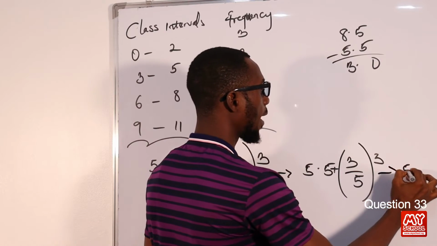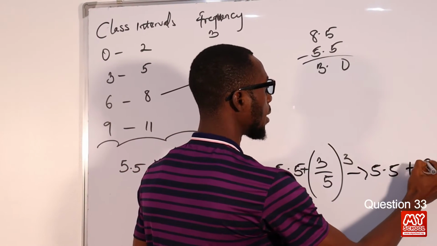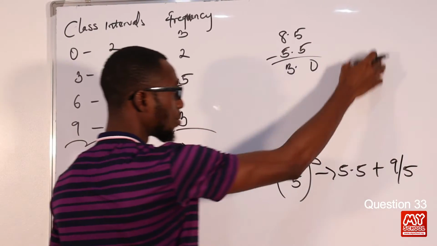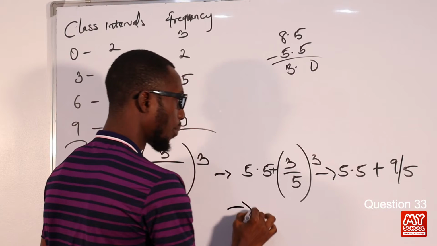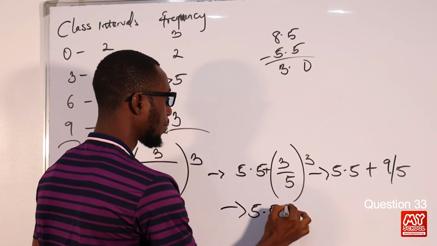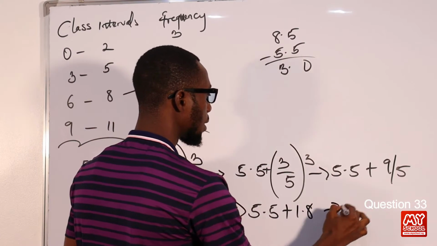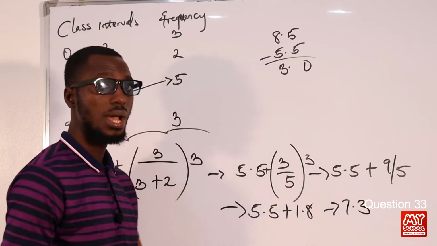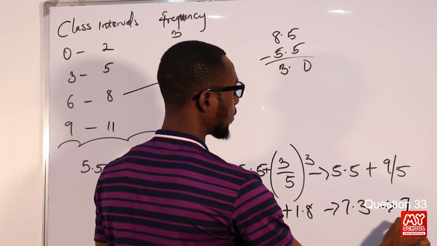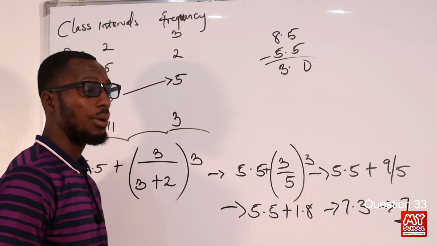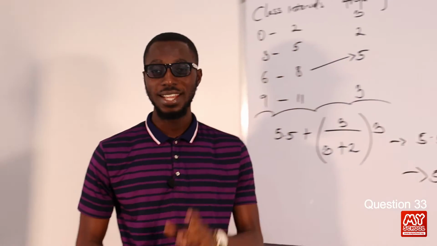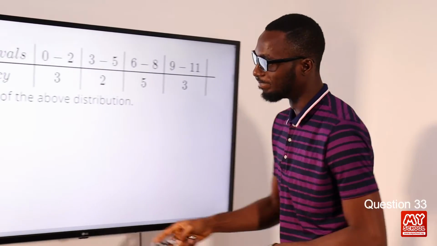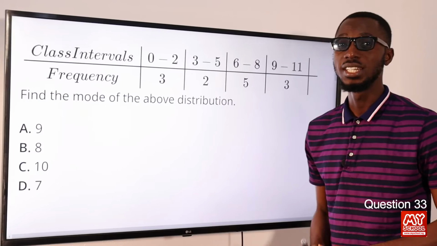So this tells me 5.5 plus 9 over 5. I don't want to use the long division method. 9 divided by 5, we have 1.8. So 5.5 plus 1.8 will give us 7.3. If you want to approximate this, I can give it as 7. So the mode of the distribution is 7. Let's move back to the screen and see if we can find 7. Option D is the correct option.